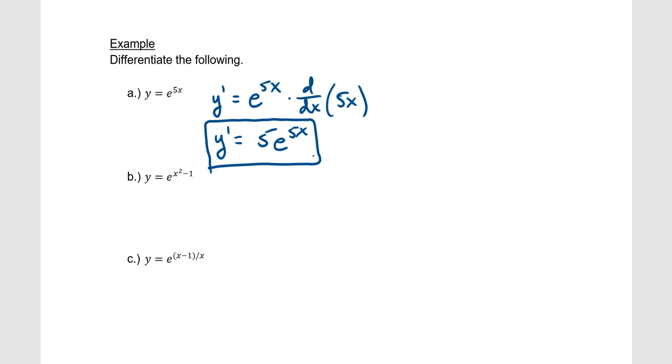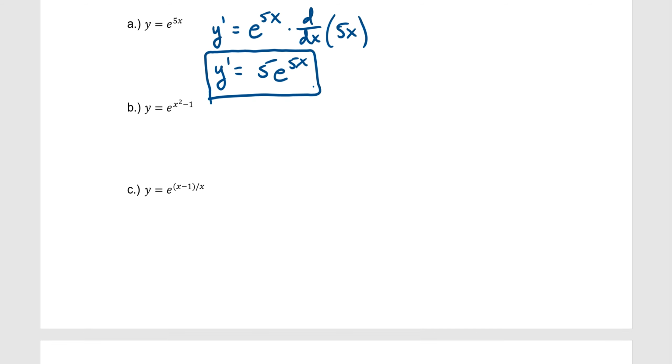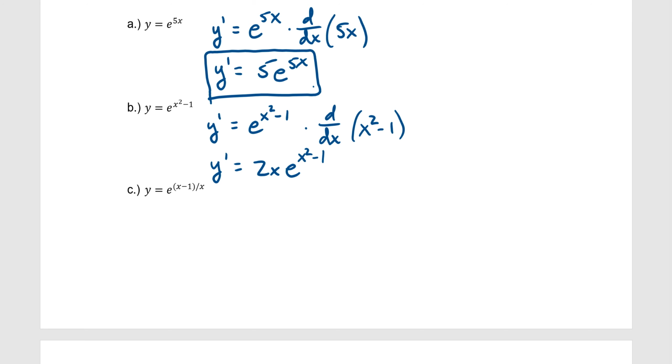Okay, next one we have y equals e to the x squared minus 1. We want y prime. So the derivative is going to be e to the x squared minus 1. You start by just rewriting it out, times the derivative of the exponent, the derivative of x squared minus 1. So the derivative of x squared minus 1 is 2x minus 0. So the derivative here is 2x times e to the x squared minus 1. And you probably noticed that I typically write the e factor last.